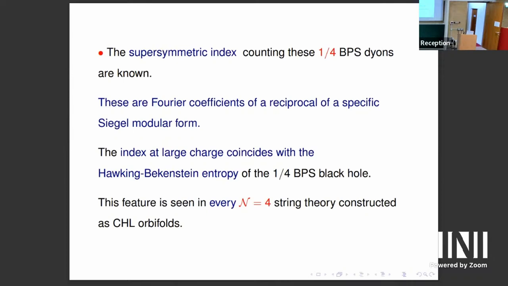So there is a specific function which counts the degeneracy, and it has a very nice property. The index, at the large charge limit, has the property which we want: it agrees with the Bekenstein-Hawking formula of the quadratic Pierce black hole. And this feature is seen for every model which is connected to the canonical model for string theory.